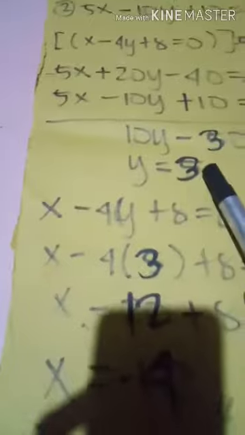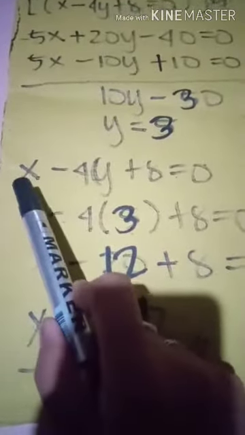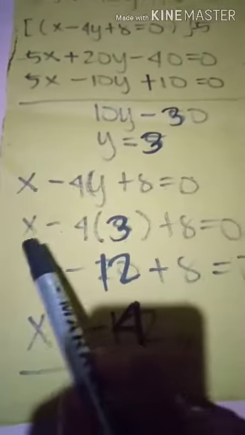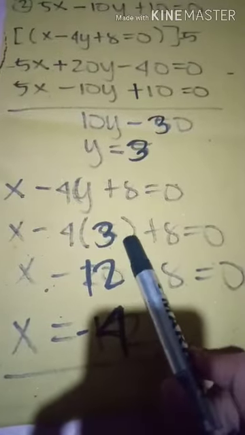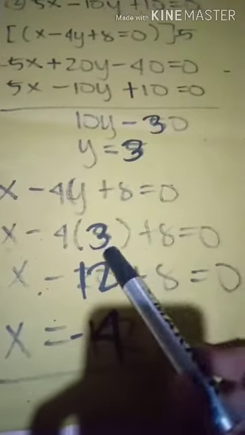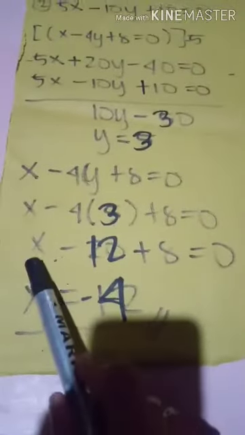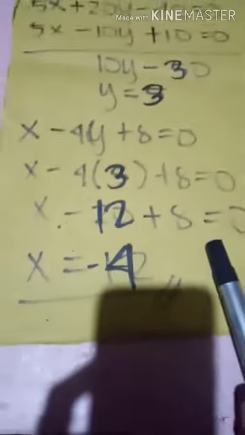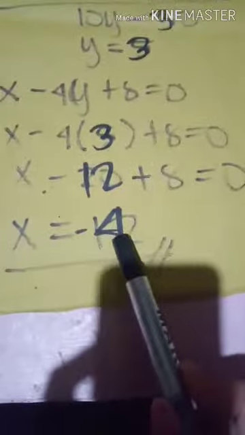Then nanamtay value sa y, so ato nang ibutang. So x minus 4y plus 8 equals to 0. So x minus 4 times 3, since ang y na to is 3, plus 8 equals to 0. So x minus 12 plus 8 is equals to 0. So atong x karon is x is equals to negative 4.